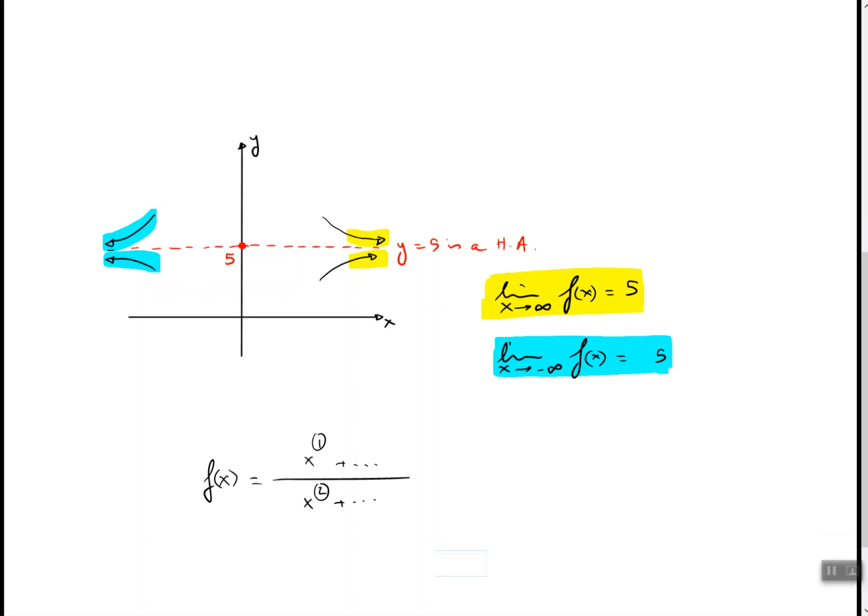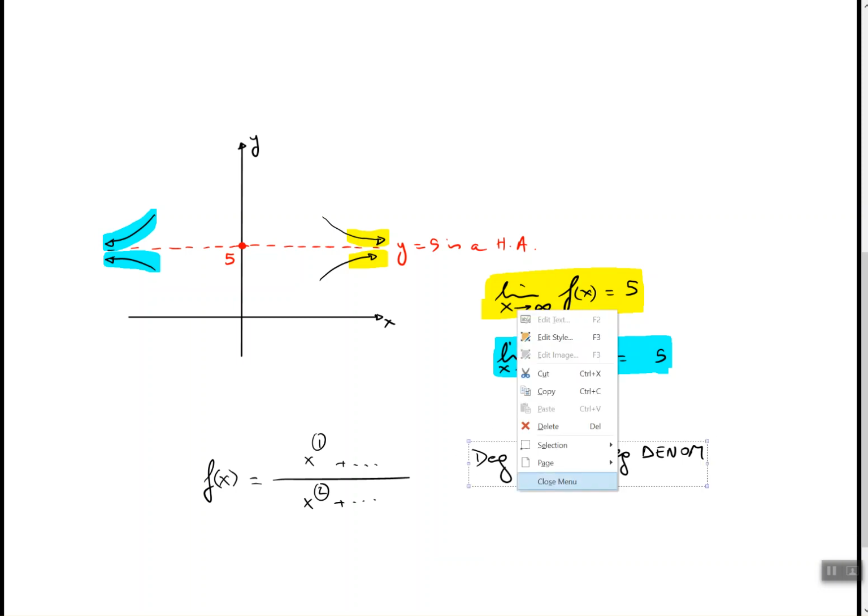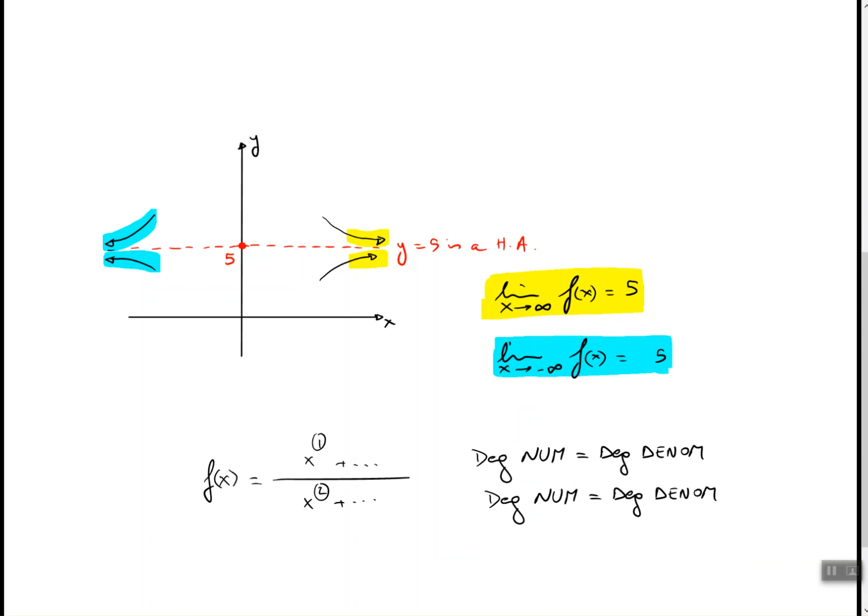Okay, so if the degree of the numerator matches the degree of the denominator, so if the two are equal, or if the degree of the numerator is less than the degree of the denominator, then we end up with a horizontal asymptote. Okay, so both of these things give us yes, HA. Okay, so in a minute we'll take a look at how to actually find these numbers.